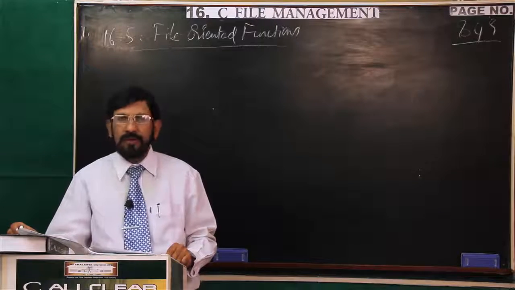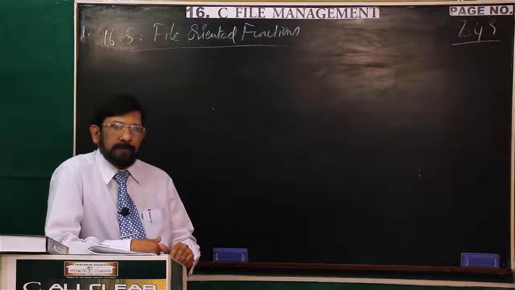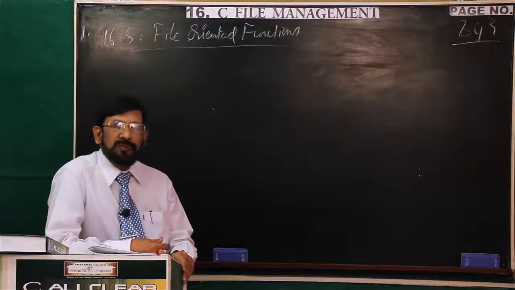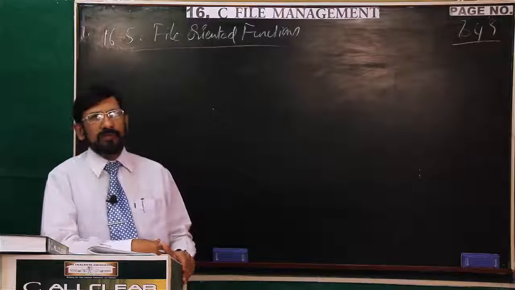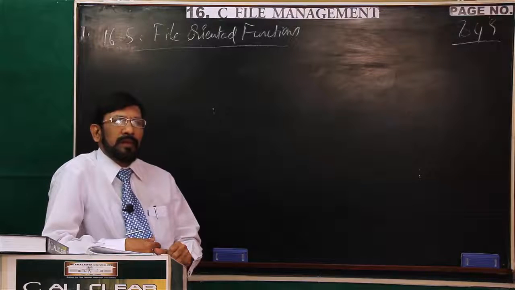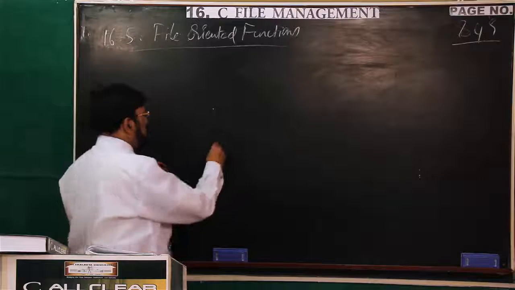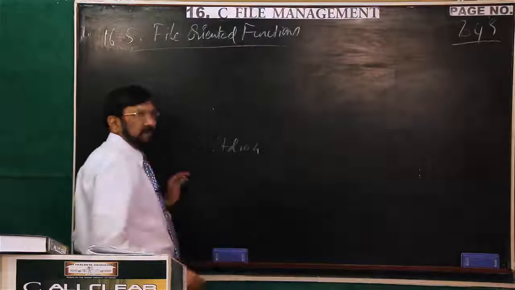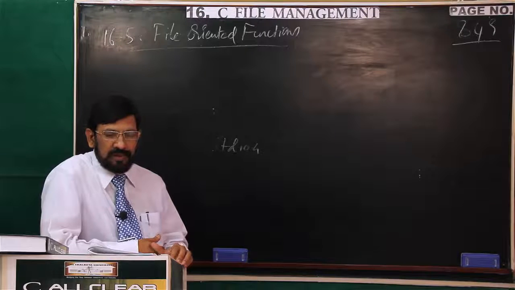16.5 File-oriented functions. Already we have seen console I/O functions. These console I/O functions are not suitable for file I/O. File I/O is nothing but disk I/O. A separate set of functions are required, and in the C standard library, the same header file stdio.h provides a big set of functions for I/O operations on files.